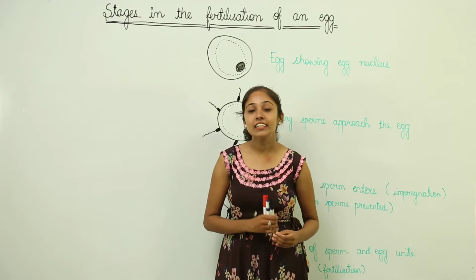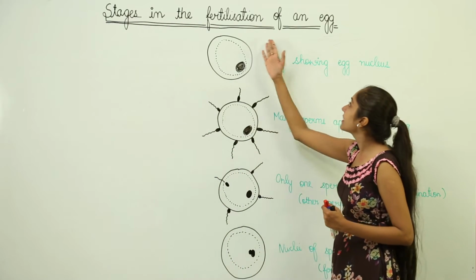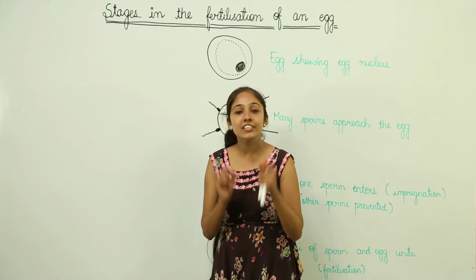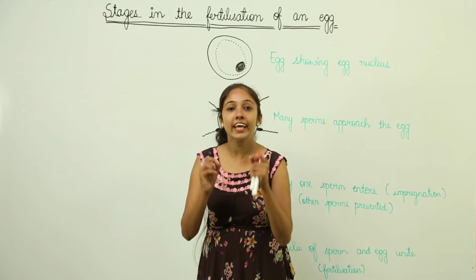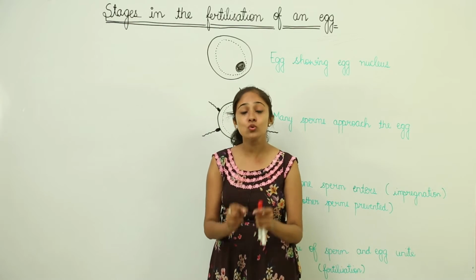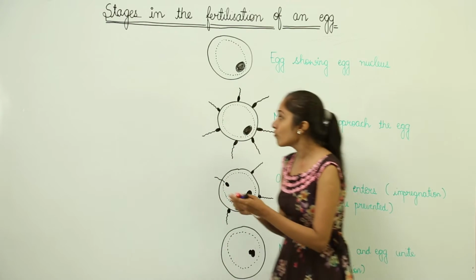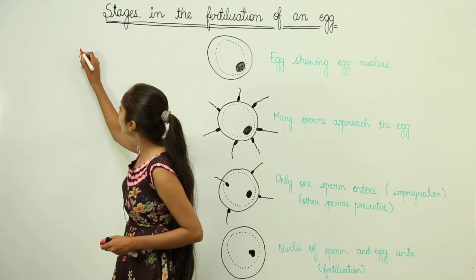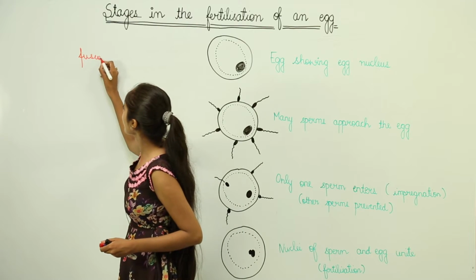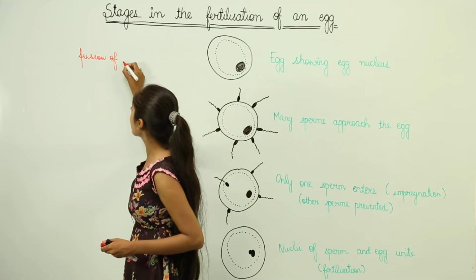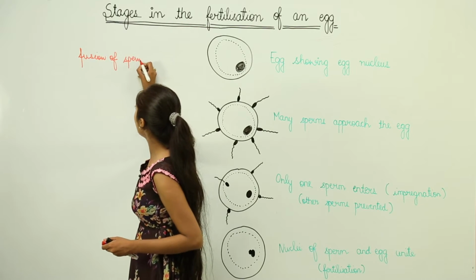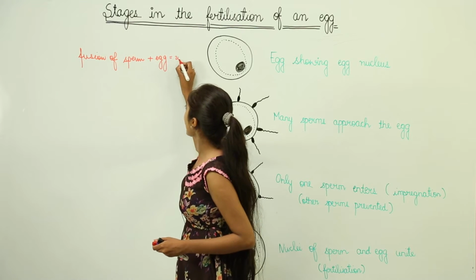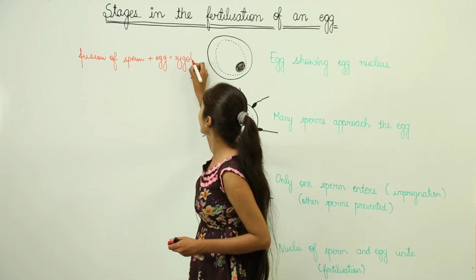Now let's see what are the stages in the fertilization of an egg. What do we mean by fertilization first? Fertilization means the fusion of the egg and the sperm to produce a zygote. So what is fertilization? It means we are talking about the fusion of sperm and an egg, sperm plus egg, which produces a zygote. This is known as fertilization.